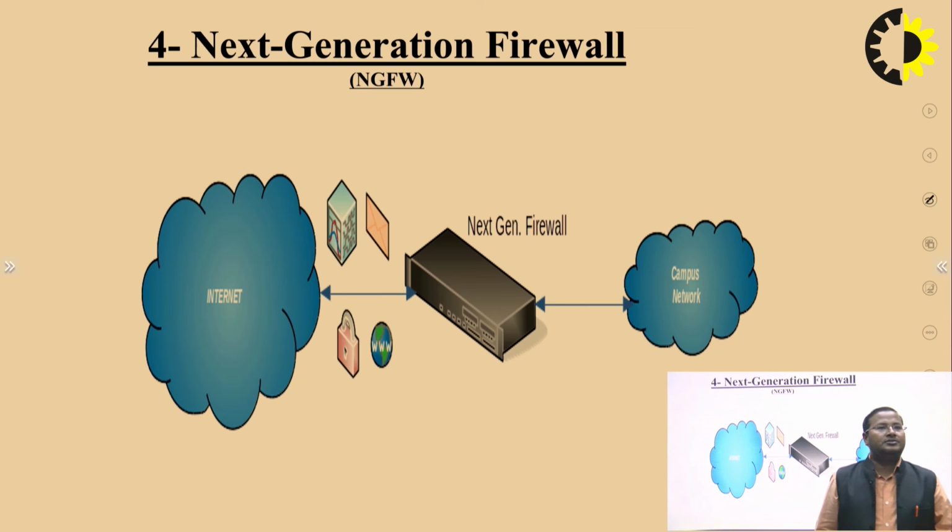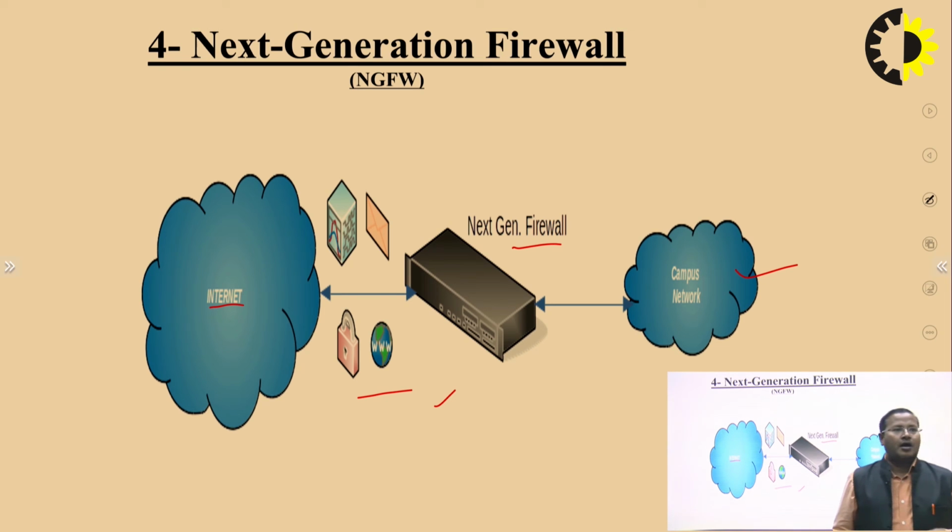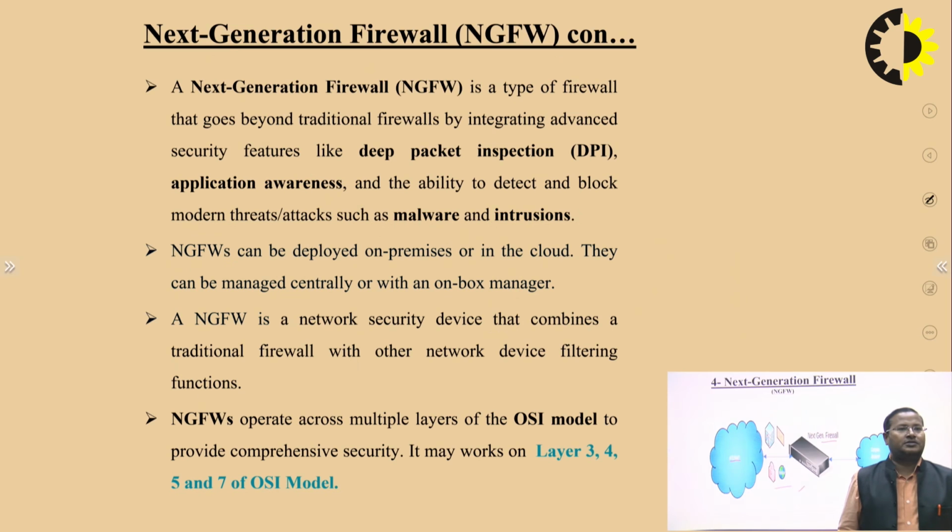Now, the next generation firewall. In short, these are called NGFW. This is the internet, next generation firewall, this is the campus network. This is a simple diagram of how an NGFW is placed.